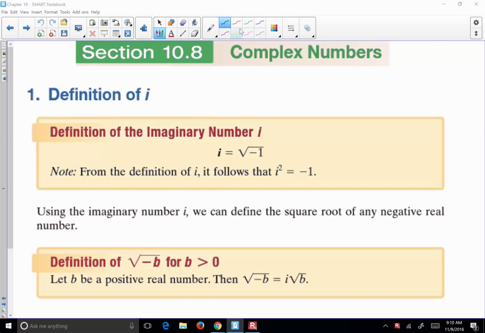So, what are complex numbers? Why do we need them? Where do they pop up? It's all because of negative numbers showing up under a square root.